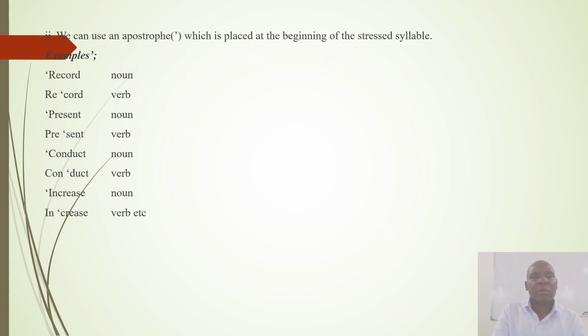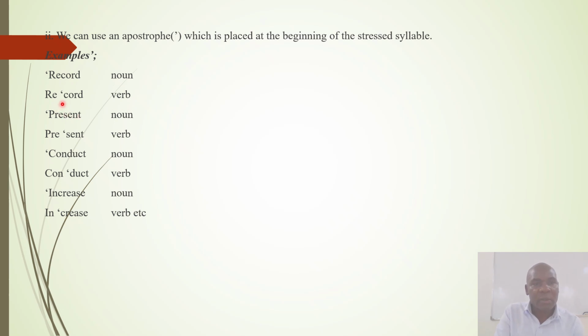Number two, we can also use an apostrophe. An apostrophe is this sign that you are seeing in the brackets, which is placed at the beginning of the stressed syllable. So if we are stressing the first syllable, we are going to place it on the first letter of the syllable. Like you can see, the apostrophe is up here to show that we are stressing the first syllable to make this word a noun.